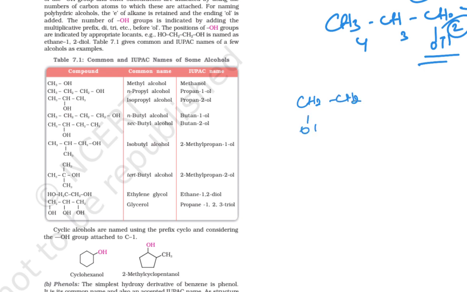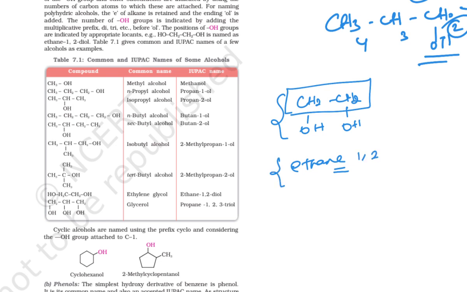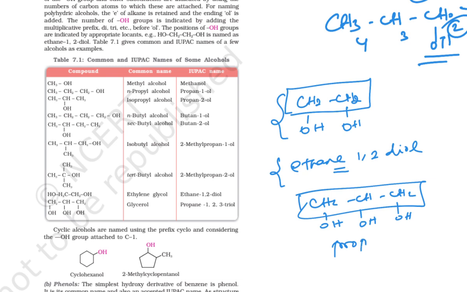One more thing I want to explain: in case your alcohol molecule has two or more OH groups, then, for example, what is the name of this carbon chain? Ethane. If two or more OH groups are there, the e should not be removed from the alkane. So ethane-1,2-diol. One more example: CH2OH. Here also the name is propane, so propane-1,2,3-triol. Clear?